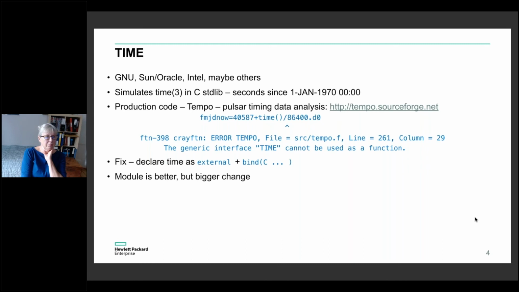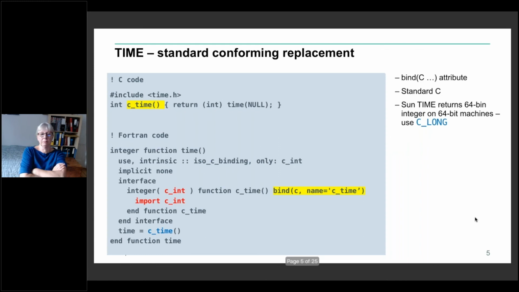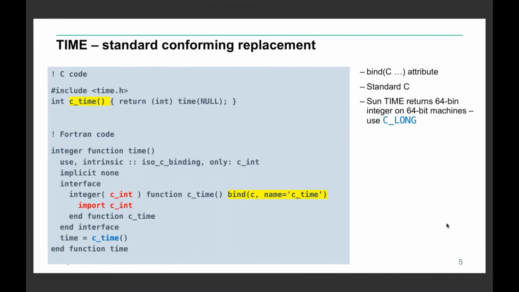So in this case, the fix is relatively straightforward. We can declare an external function time and use bind C to basically wrap the original C function. A module probably would be better, but it's a bigger change. And at that point already, as we mentioned a few times, the intention of the original author would be useful to know, but without knowing anything, this is an example of a very basic, simple replacement. I'm not claiming this is optimal, but it works and it's standard code.